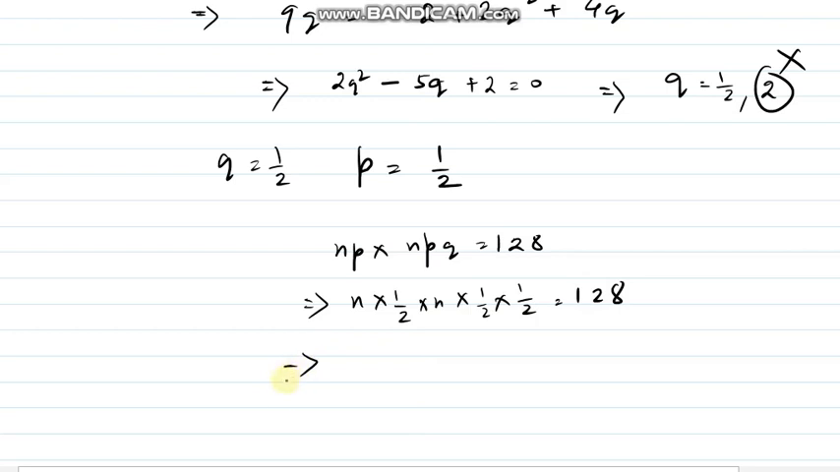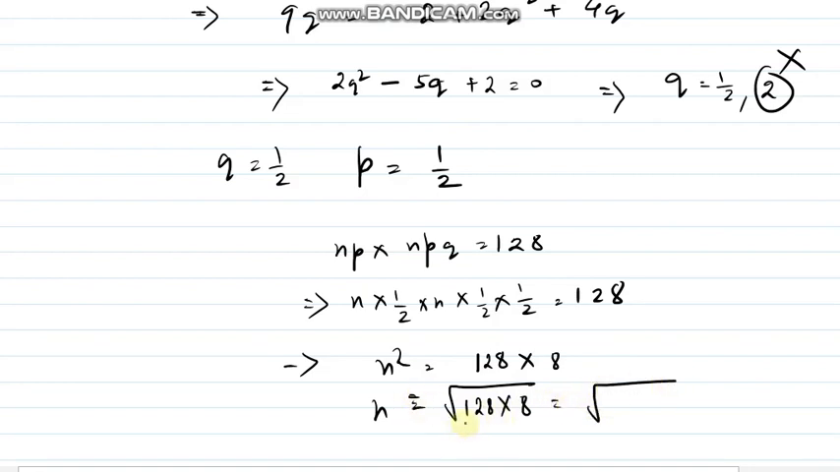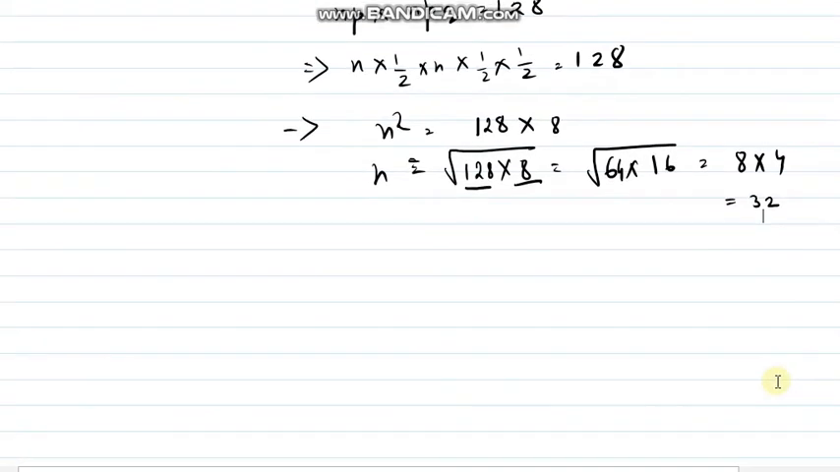So if I calculate from there, n square is equal to 128 into 8. So what will be my n? That will be root over 128 into 8. Just check, I am dividing this by 2 and multiplying this by 2, so it will be 8 into 4, 32. Always, we don't have to use a calculator to find the value. Just check the way I have done: I divided this 2 over here and multiplied this 2 over there. So I got 32.